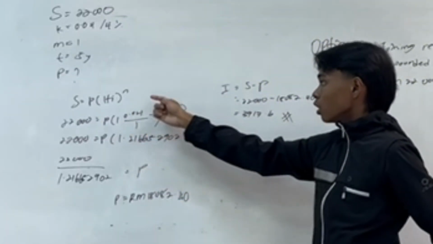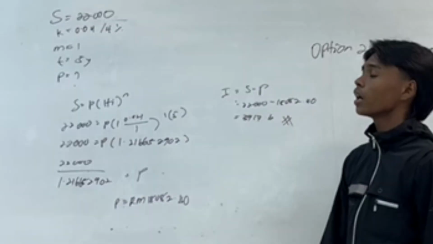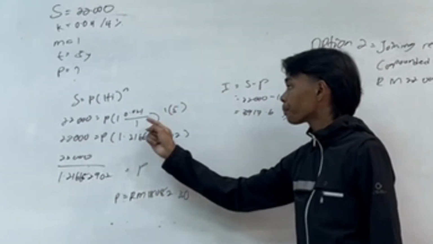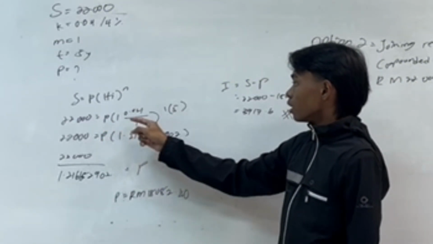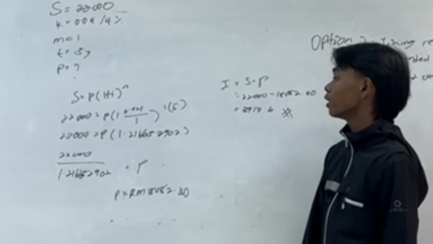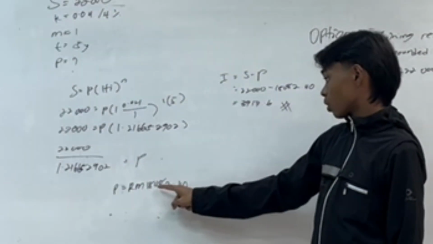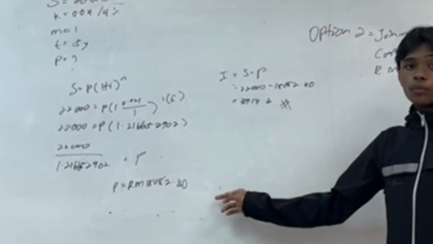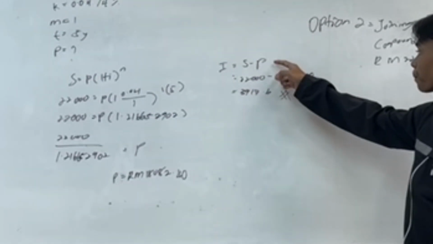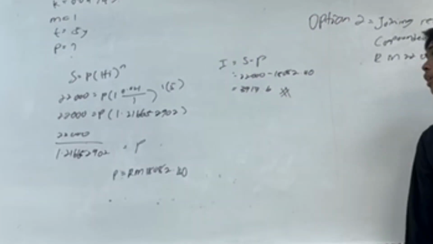So the formula given is S equals P in bracket 1 plus I, close bracket, power of N. Then we put the numbers: 22,000 equals P in bracket 1 plus 0.04 divided by 1, and we get P equals 18082.40. After that we must find the total interest. So this formula is S minus P. After that we put in the numbers and we get 3917.6.